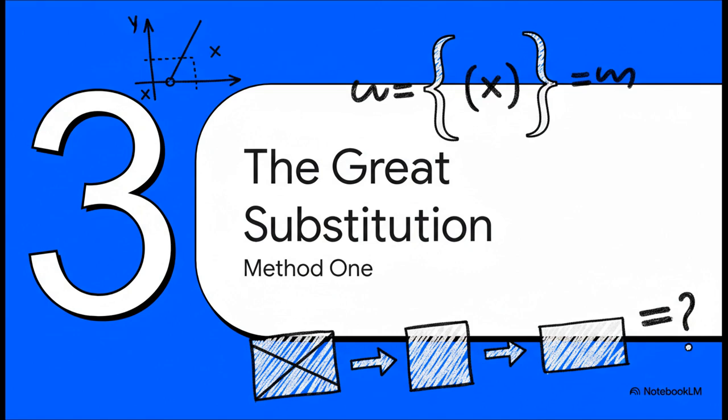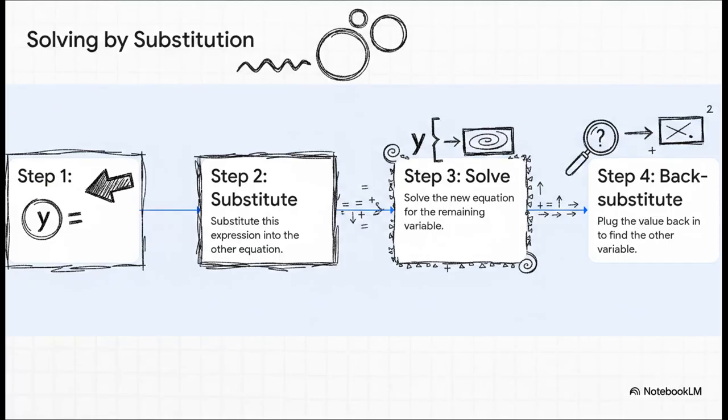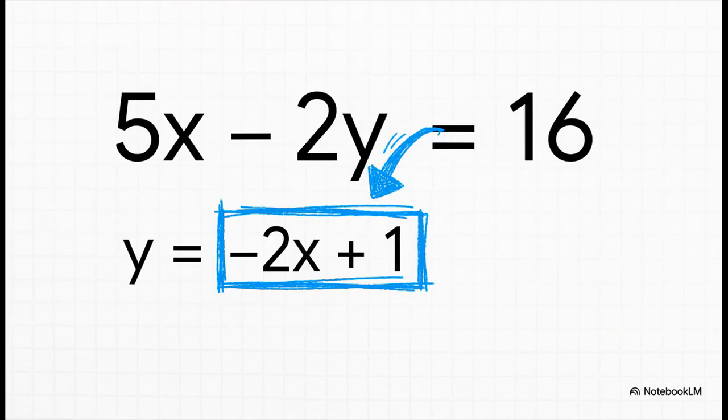So let's dive into our first method, and it's a super powerful one called substitution. The logic here is actually pretty genius. First, you take one of the equations and just solve it for one variable. Get it all by itself, like y equals whatever. Then, and this is the brilliant part, you take that whatever and you plug it into the other equation in place of y. Suddenly, you have a new equation with only one variable. From there, it's easy. You just solve for that one and then plug that answer back in to find the second one.